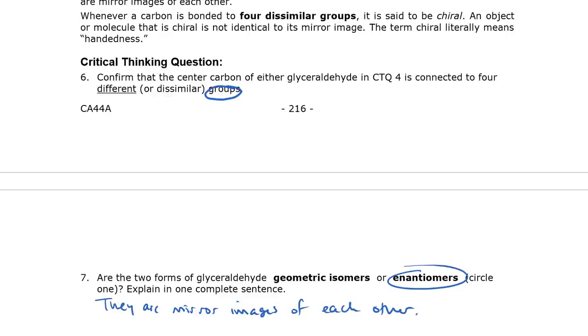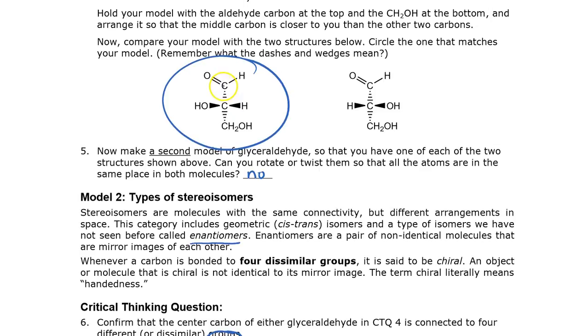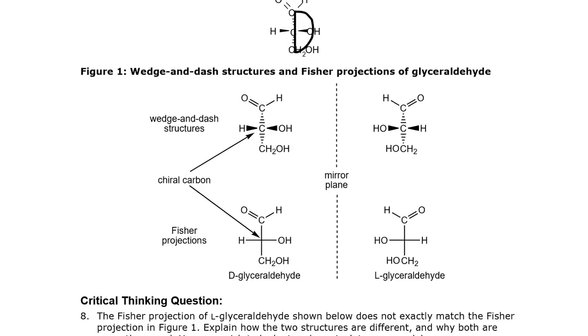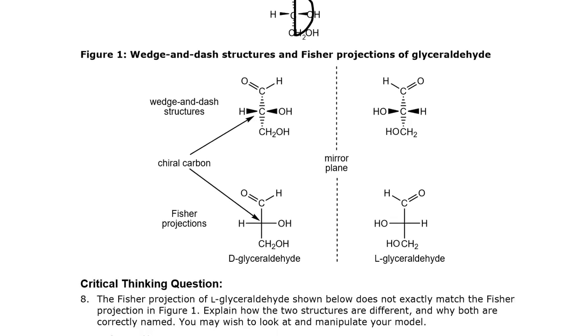If you tried to do that on the wrong one, you would draw your line this way and you would go through the oxygen and you get a backwards D, and that's nothing, right? So D. So that makes this one the L and this one the D. All right.